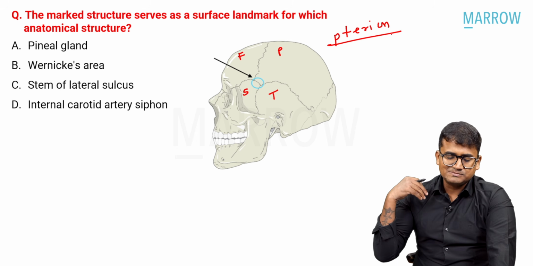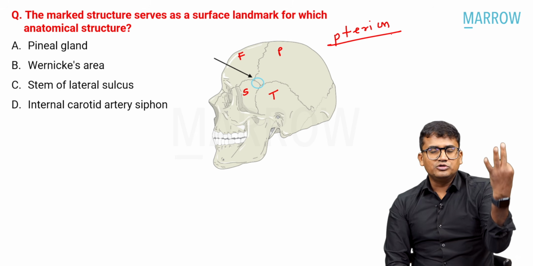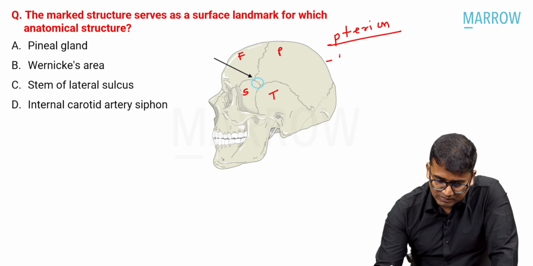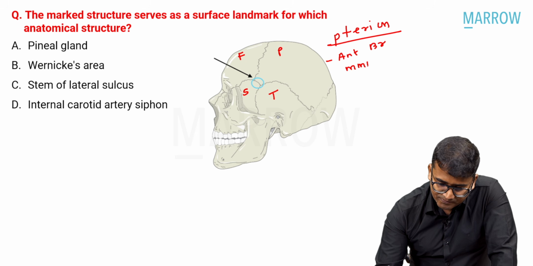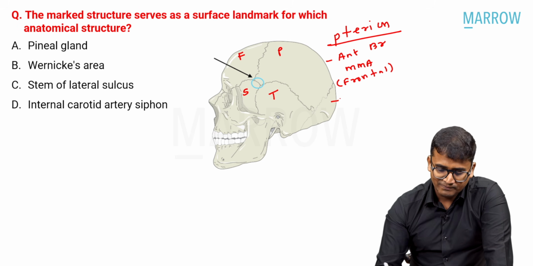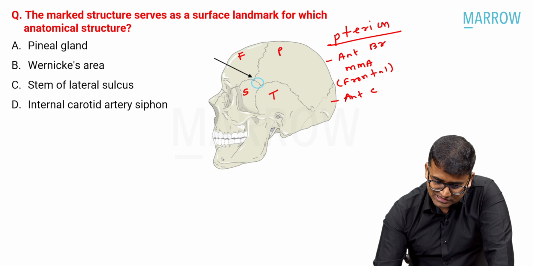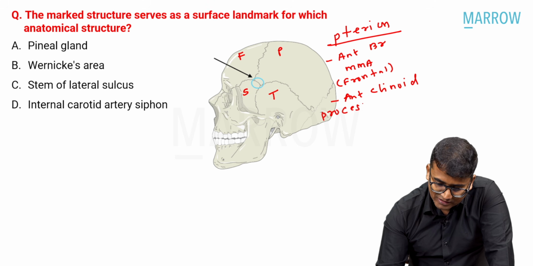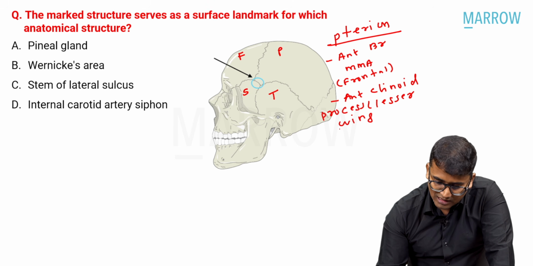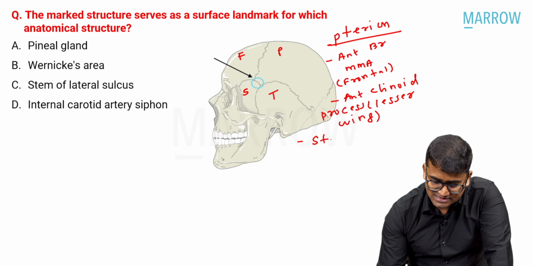Now, what structures are present beneath the pterion? I told you to remember 3 structures present beneath the pterion. What are those? Number 1, the anterior branch of the middle meningeal artery, or frontal branch of the middle meningeal artery. Now, one bone is present. Which bone? Anterior clinoid process. The anterior clinoid process is a part of the lesser wing of the sphenoid, and the stem of the lateral sulcus.